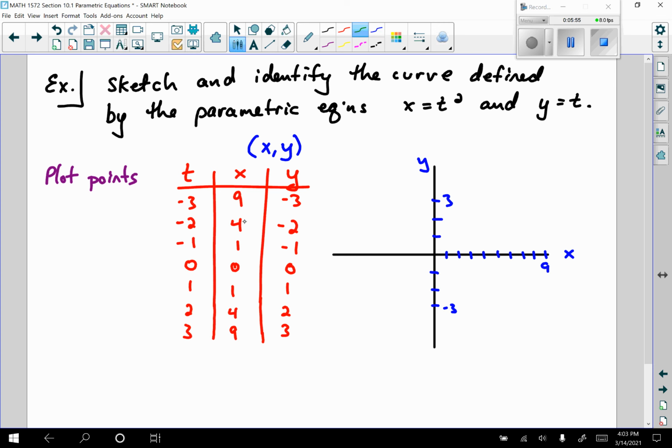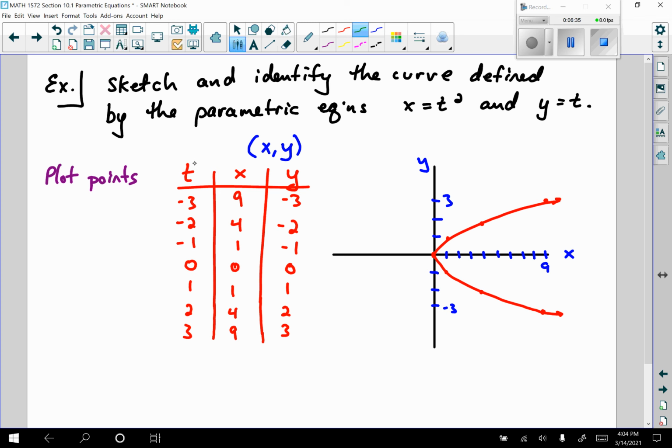All right, so our first point is 9, -3. Then we have 4, -2, 1, -1, 0, 0, 1, 1, 4, 2, and then 9, 3. It should look familiar. Well, we're going to talk about this in the next part of this problem.